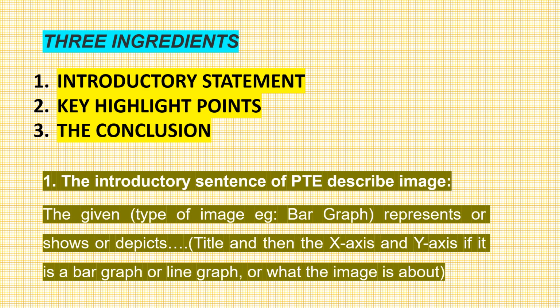So let's take a look at a sample introductory sentence. Here you can start by saying the given type of image, which could be a bar graph or pie chart, represents or shows or depicts. These are the different words you can use. Then the title and the X and Y axis, if it is a bar graph or line graph, or what the image is about.